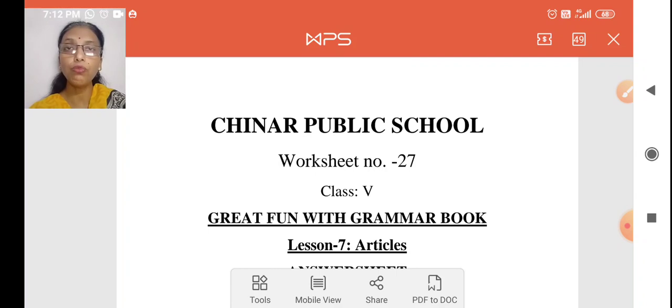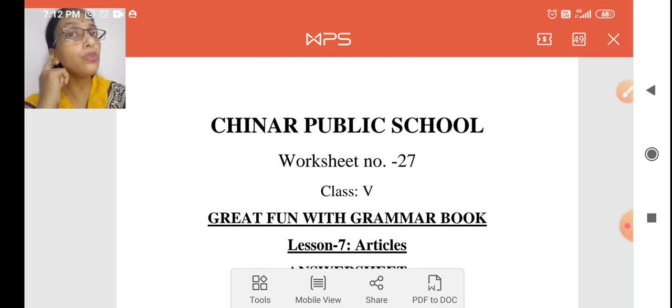For a, we will use the article a where there is a consonant sound. Yes? And for an, where do we use an? Where there is a vowel sound. Remember, we are not going by consonant letters or vowel letters. We are going by the consonant sound, what sound is heard by us.